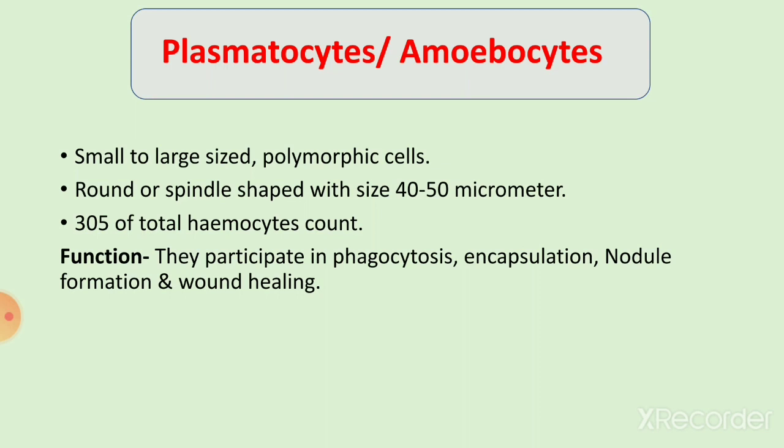The plasmatocytes are one of the most abundant hemocytes in the hemolymph of insects and represent up to 30% of total hemocyte count. And the function is, plasmatocytes contain lysosomal enzymes, that is acid hydrolase, and they participate in phagocytosis, encapsulation, nodule formation and wound healing.